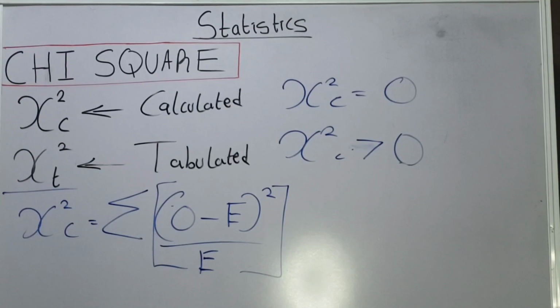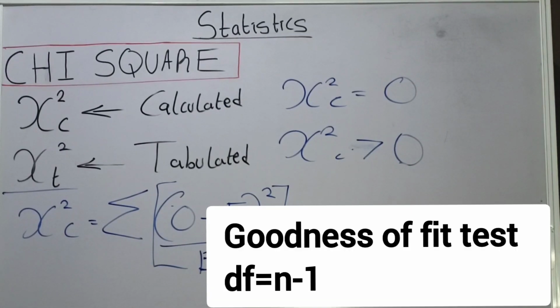For the goodness of fit test, the degree of freedom is n-1 because we are only having one variable. The reason why I'm giving you this explanation is because all of this is important in your calculation. If you don't understand this concept, you won't be able to comprehend the calculation itself.